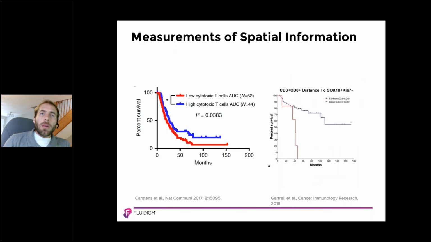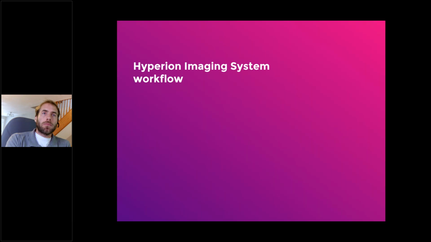But now if you add a little bit more complexity and a few additional markers, all of a sudden you can see that in this case, instead of just looking at T cells in their relation to the tumor, we're looking at CD3 positive, CD8 positive T cells and the distance of those cells to SOX10 positive or Ki67 negative cells. Now all of a sudden you can further stratify your patients and really dive deep into that biology and understand what's going on. So this is one of the things that you can gain from multiplexing and adding those additional markers: you can further stratify your populations and understand the biology that much more.